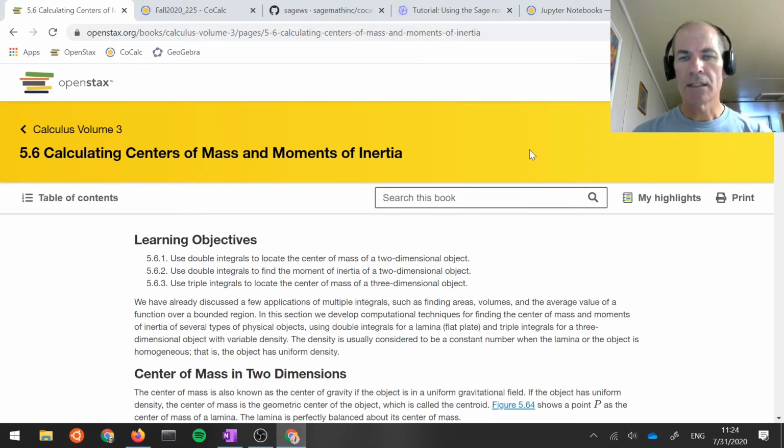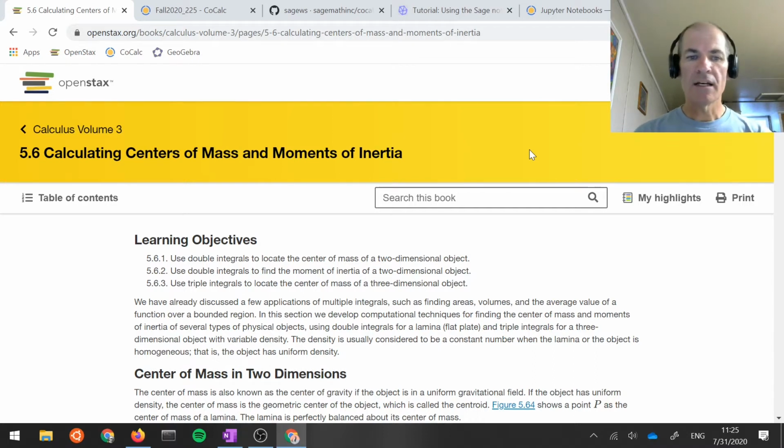Moments of inertia appear in physics applications, engineering applications. Centers of mass actually also appear in physics, engineering, and also in statistics applications, because a lot of times density functions, which we often use the metaphor of mass to think about, can also be thought of as probability density functions, and centers of mass are a kind of average value related to some probability density function. So you'll see centers of mass occur in statistics.